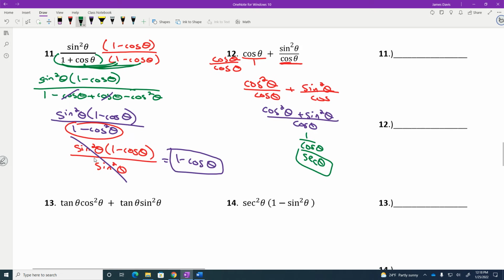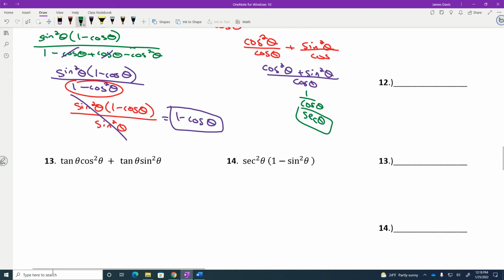I know someone said 13 as well, so we'll do that one. Did anybody figure out the best way to do 13? Yeah? What did you do? Take out the tangent on the outside of the parentheses. Notice these both have a tangent. So we actually want to factor out that tangent. And notice what you're left with is a cosine squared and a sine squared. So that's going to be good.